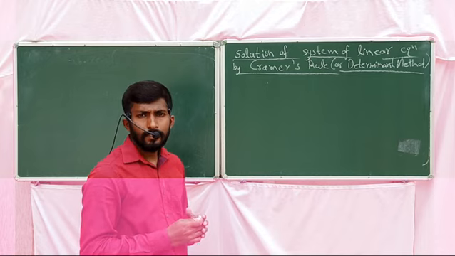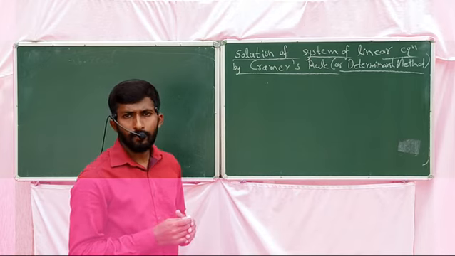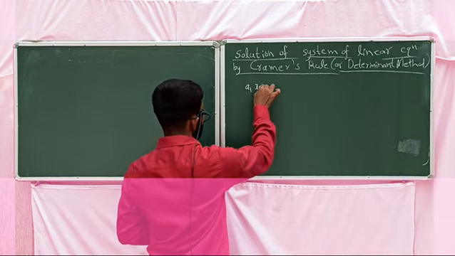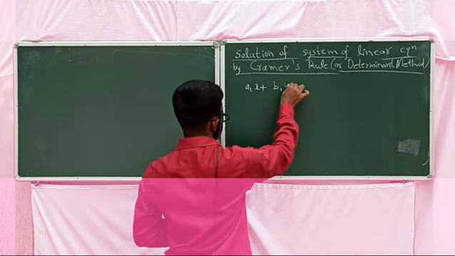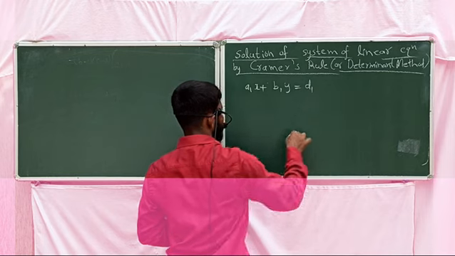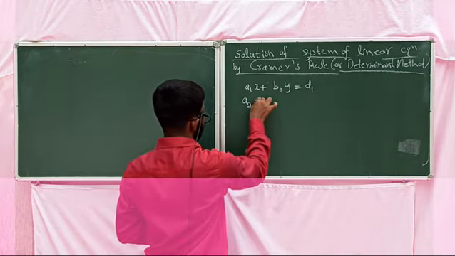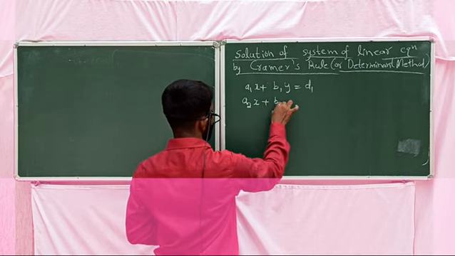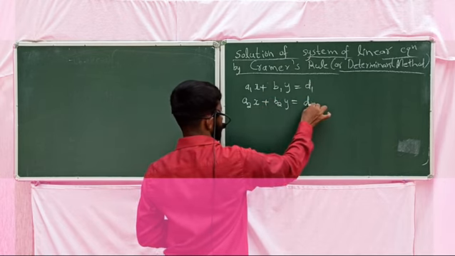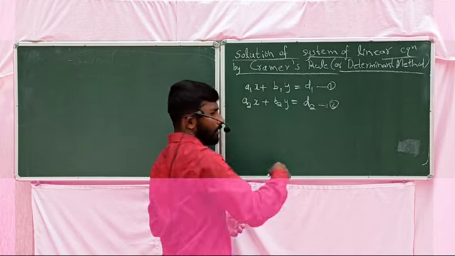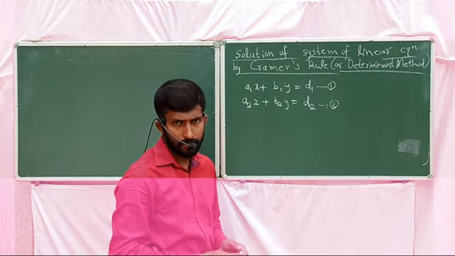I am considering a system of linear equations in two variables. For example, see, a1x plus b1y equal to d1. It's one linear equation. Then the second one, a2x plus b2y is equal to d2. It's another linear equation. Together, the two linear equations we call a system of linear equations.